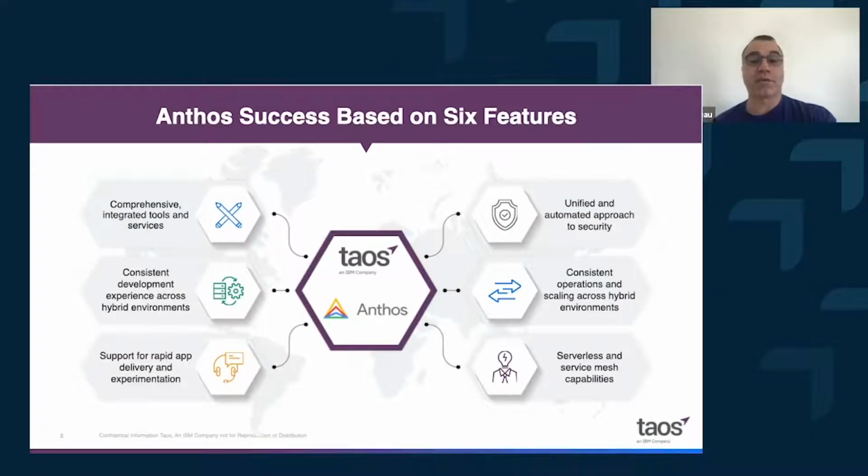Those are some very impressive stats, Rob. So, this seems almost too good to be true. Can you tell us a little bit more about the reasons behind those results? Yeah, and as promised in the webinar description, these are the 6 key reasons. The first is comprehensive integrated tools and services. There's a consistent development experience across the hybrid environments, support for rapid development and experimentation, unified and automated approach to security, consistent operations and scale across the hybrid environments. And then last but not least is serverless and service mesh capabilities.